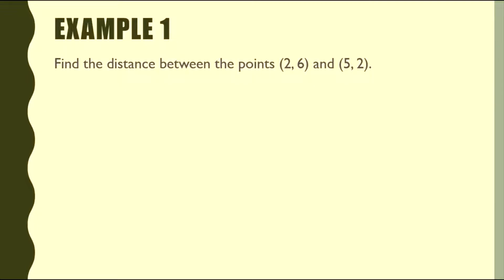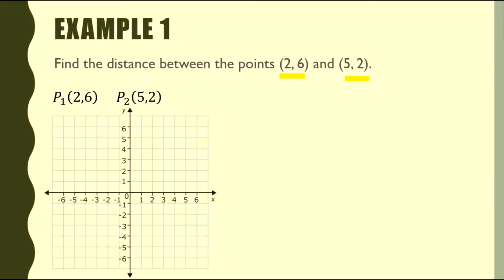Now let us have example number 1. In example number 1, we are asked to find the distance between the points 2, 6 and 5, 2. Now these are two given points. So first, let us try to identify the given points in the problem. So we have p sub 1, which is 2, 6, and p sub 2, which is 5, 2.